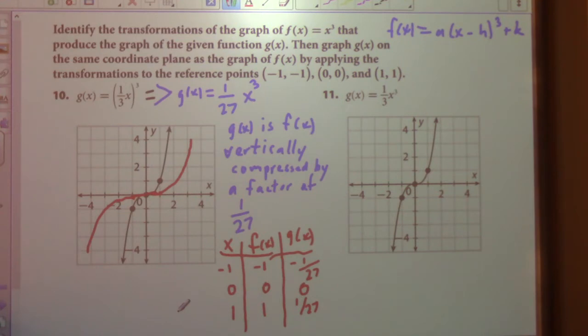Is that what you saw? Yeah. Okay. I don't know exactly the dimensions of the smashing, but you see that's what happens, right? And then it says graph g of x by applying the same transformations. So yeah, these are the transformations applied, right? So that's all done. Now, is that so bad? No. That's not bad, is it?